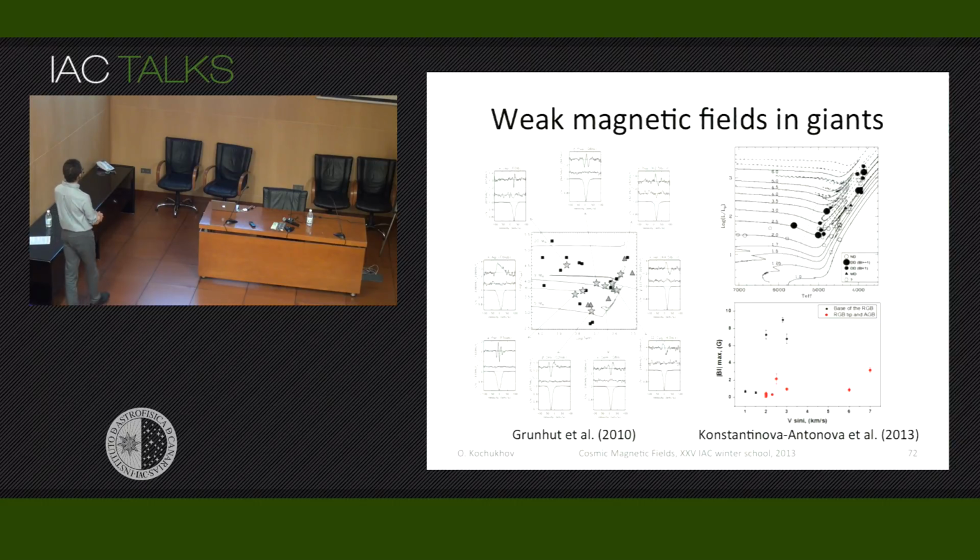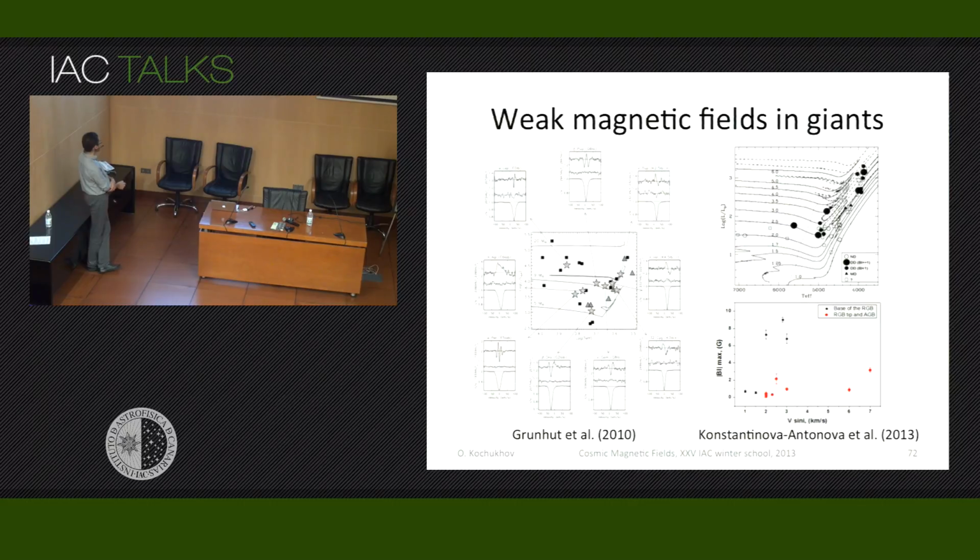What you see are least squares deconvolved profiles. So these are Stokes V signatures indicating the presence of the field. And you see a theoretical HR diagram for the evolutionary tracks of 5, 9, and 20 solar mass stars. So in massive evolved stars, there are some field detections. And this is the corresponding plot for the giants which evolved from low mass and intermediate mass stars. You also see some detections plotted on the theoretical HR diagram.